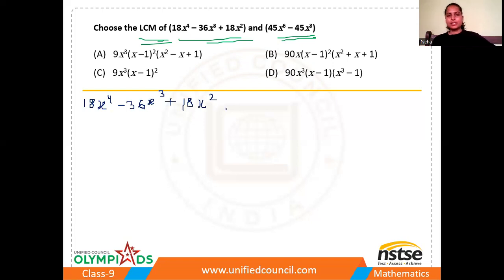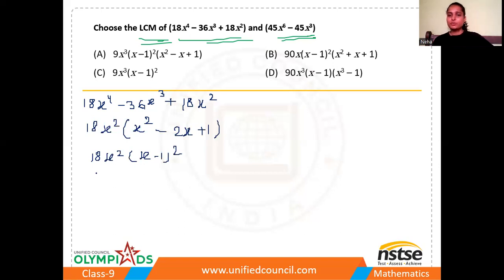From these three terms I can take 18x square as common. It becomes x to the power 2 minus 2x plus 1. All right, now this is quite simple, my dear student. x square minus 2x plus 1 is nothing but x minus 1 whole square. So this is 18x square into x minus 1 whole square. This is the factorization for the first one. Again, I can write this as 2 into 9x square into x minus 1 whole square, correct?